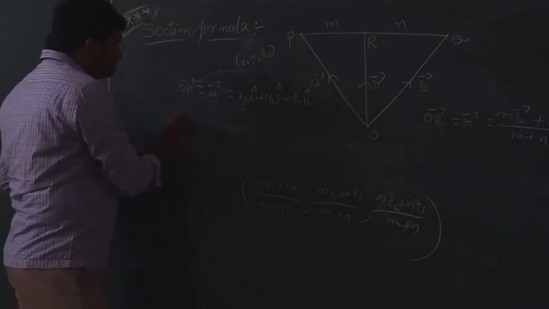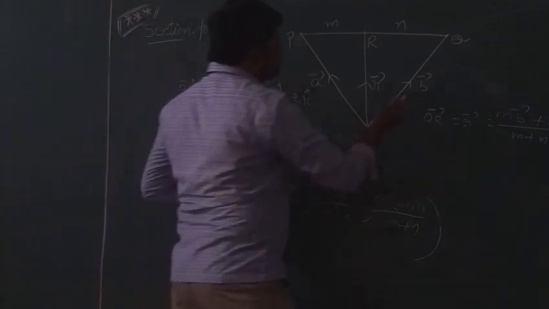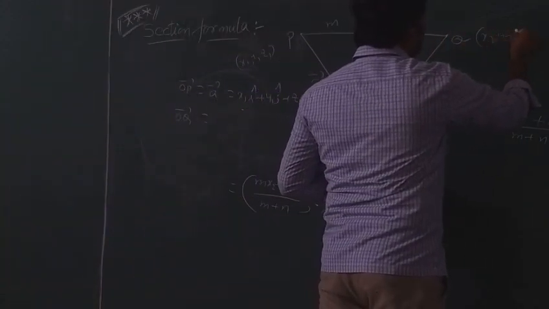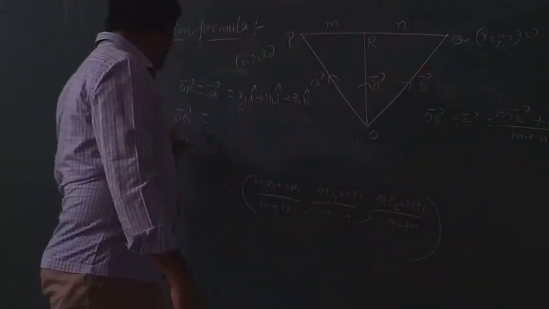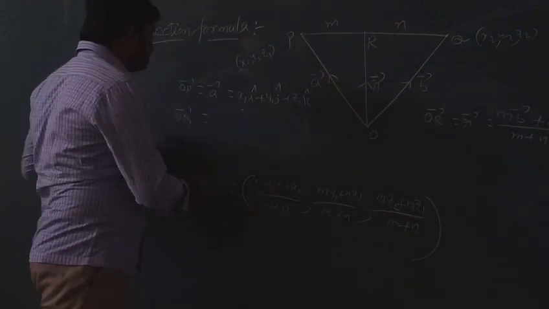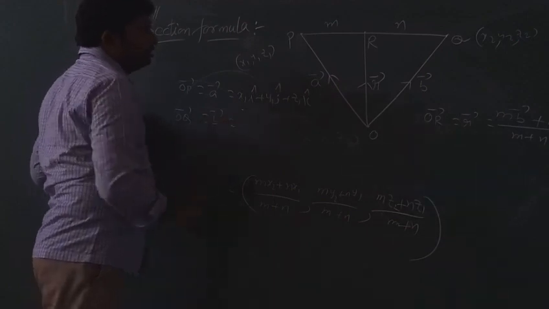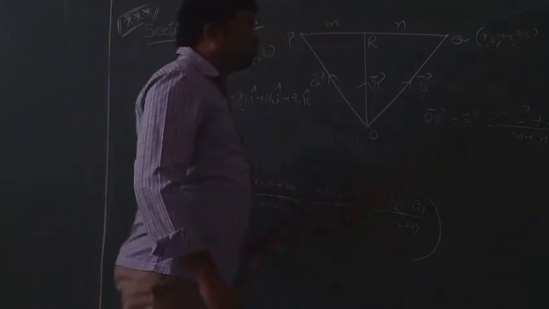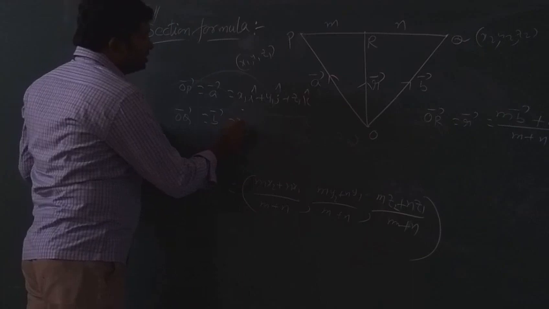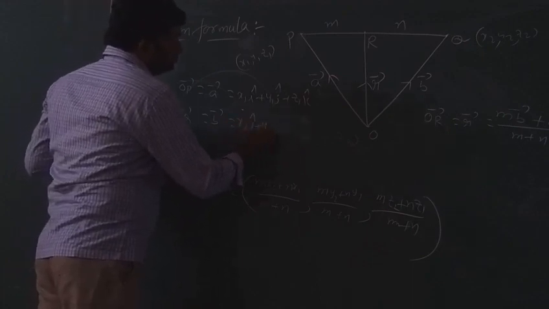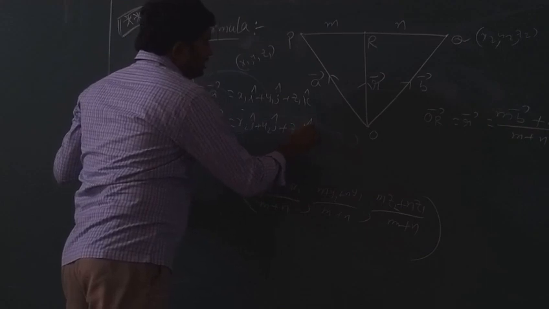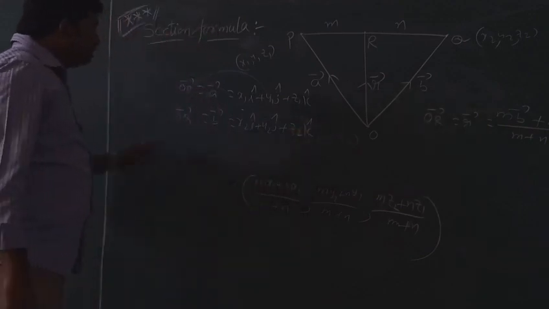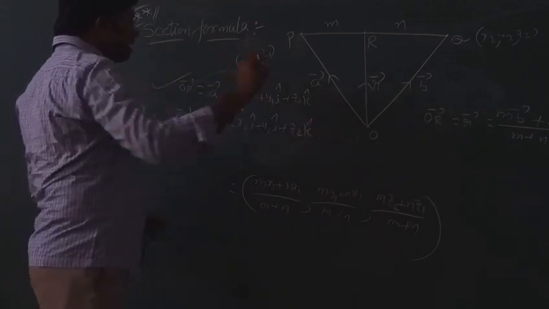In a similar way, what is OQ bar? First, where is Q? The second point is x2, y2, z2. Its position vector is OQ bar. We have given the name: what is the position vector of the point Q? That is B bar. What is B bar? The position vector of Q. Then we can express it as a vector: x2 i cap plus y2 j cap plus z2 k cap. This is A bar and B bar.